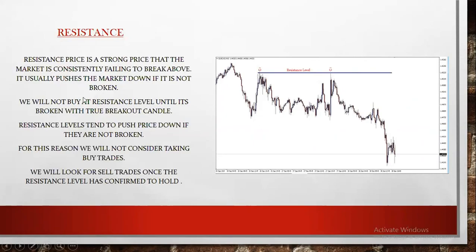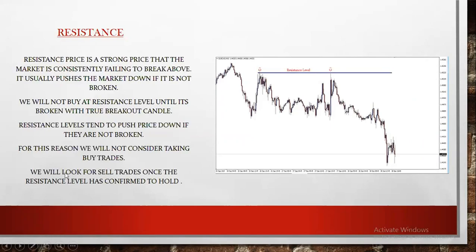Okay. We will not buy at resistance until it's broken. So if it is not broken with a true breakout candle or with true breakout candles, we can't really say price is going up. Okay. So if it is not broken, we are not gonna buy. Okay, it's not high probability to buy close to a resistance. Okay, for this reason, we'll not buy.